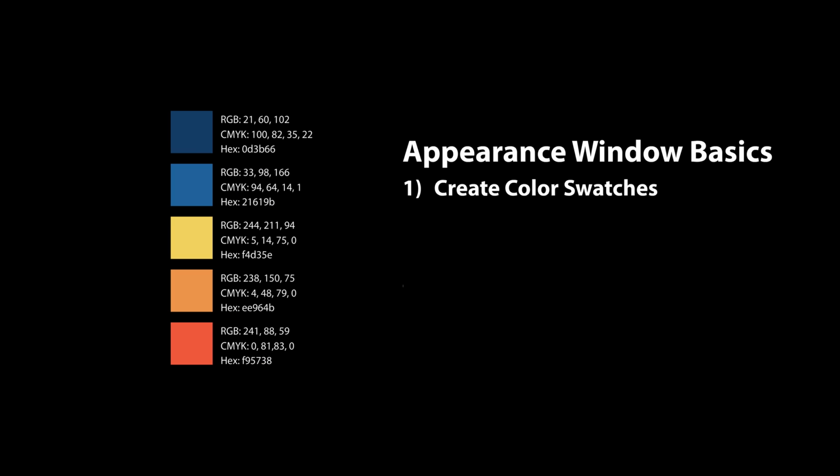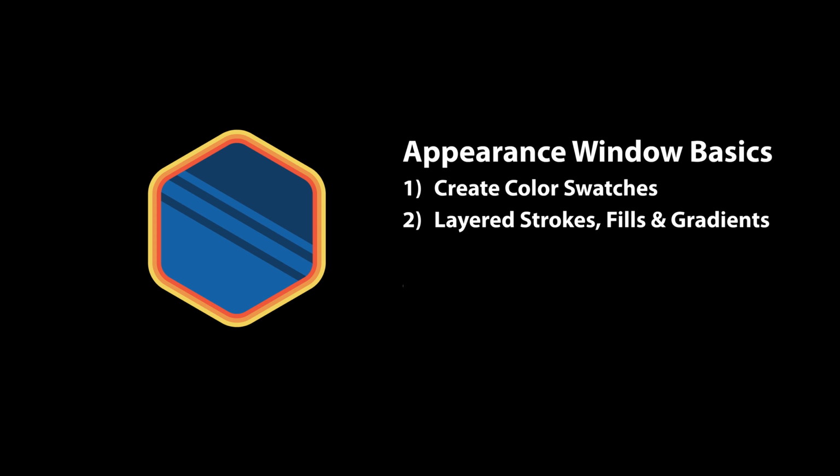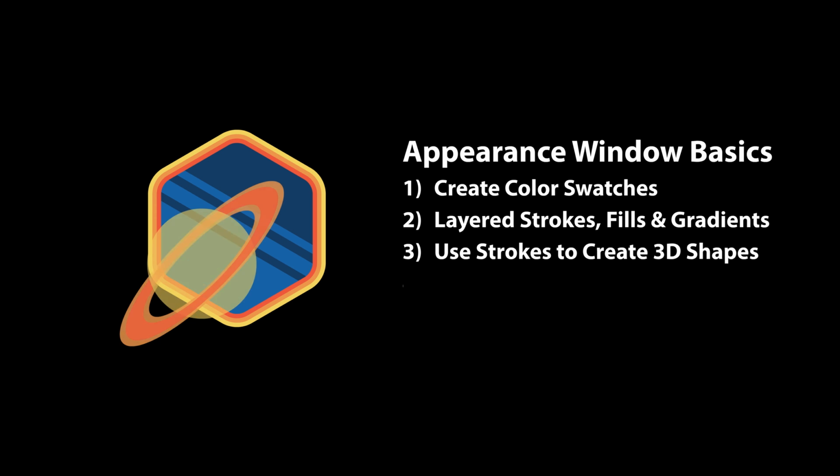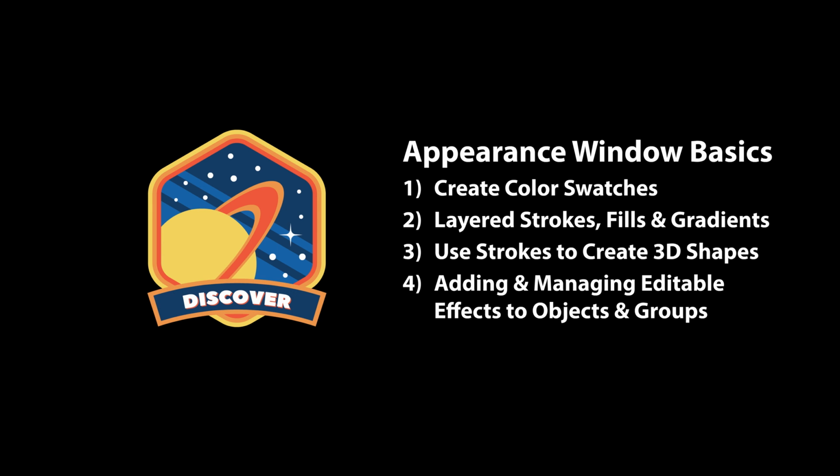As you know, this is the fourth and final part in my ongoing series on the appearance window. The other parts are creating color swatches, layering strokes, fills, and gradients, using stroke to create a 3D planet shape, and of course, what we're on now, adding and managing editable effects to objects and groups.